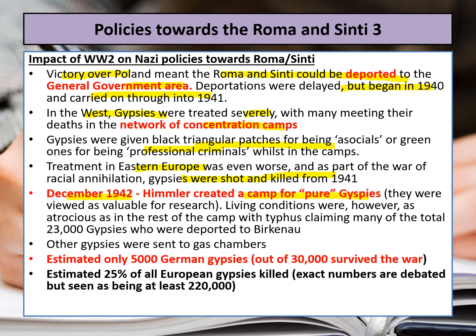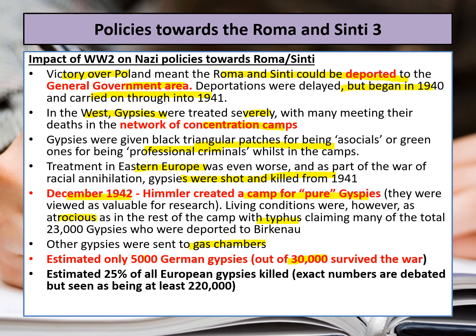However, as they were still living in places like Auschwitz-Birkenau, the living conditions were atrocious, and lots of gypsies actually died from diseases like typhus. Other people that weren't seen as being pure Roma and Sinti were sent to the gas chambers along with many other people as well. It's estimated that out of about 30,000 that were around in Germany before the war, only 5,000 German gypsies survived.